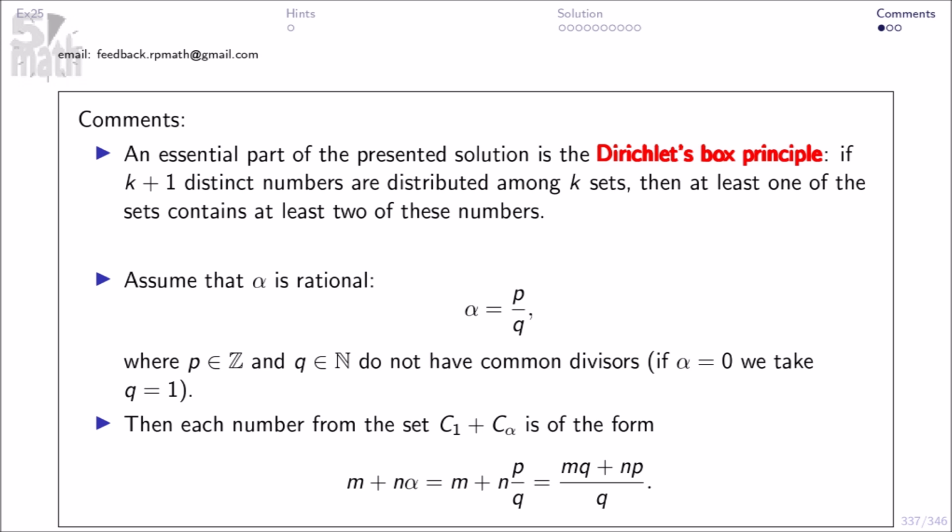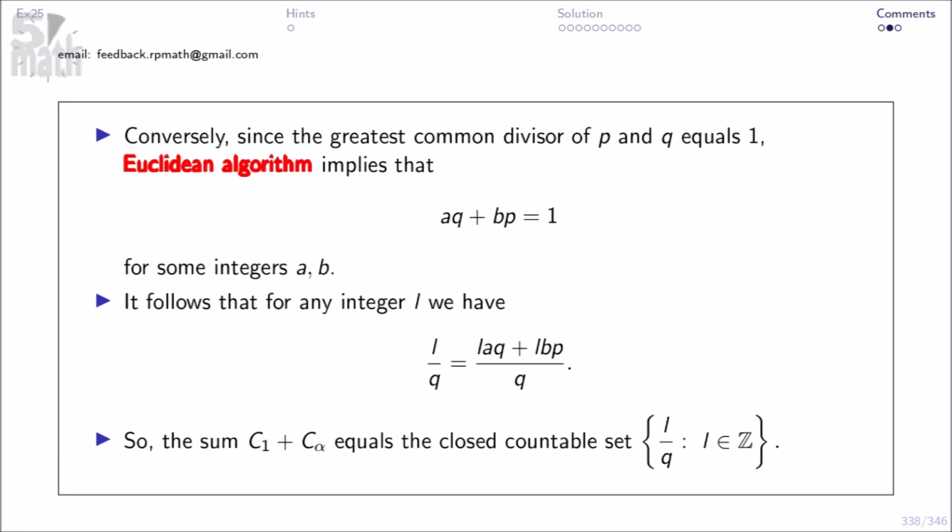Assume that alpha is rational, alpha equals p over q, where p is an integer and q a natural number that do not have common factors. If alpha equals 0, we take q equals 1. Then each number from the set C_1 plus C_alpha is of the form here. Conversely, since the greatest common divisor of p and q equals 1, the Euclidean algorithm implies that aq plus bp equals 1 for some integers a, b. It follows that for any integer l, we have this. So, the sum C_1 plus C_alpha equals the closed countable set here.